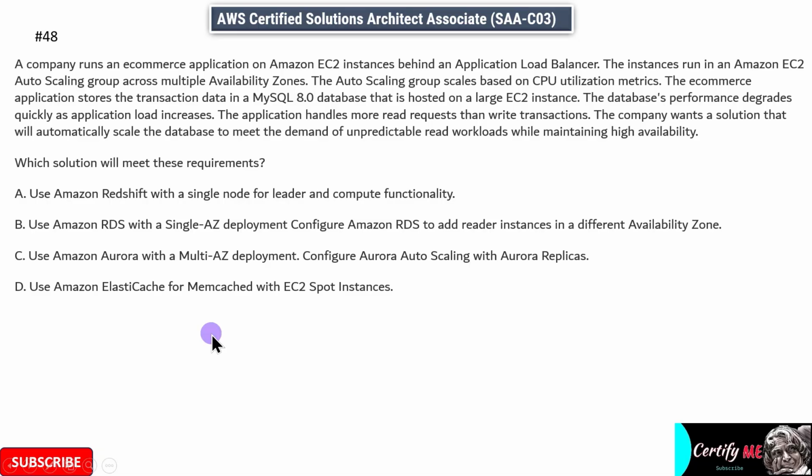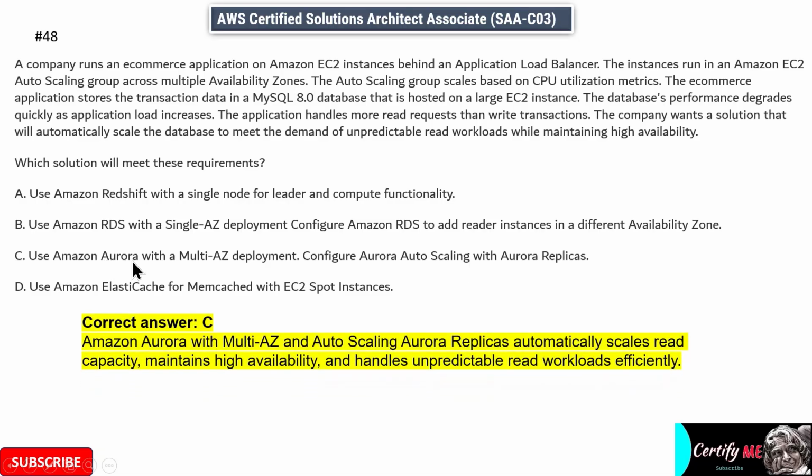The correct answer is option C. Use Amazon Aurora with a multi-AZ deployment. Configure Aurora Auto Scaling with Aurora Replicas. Amazon Aurora with multi-AZ and Auto Scaling Aurora Replicas automatically scales read capacity, maintains high availability, and handles unpredictable read workloads efficiently.